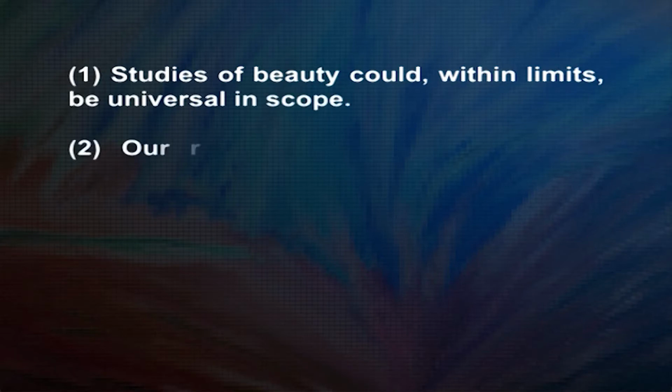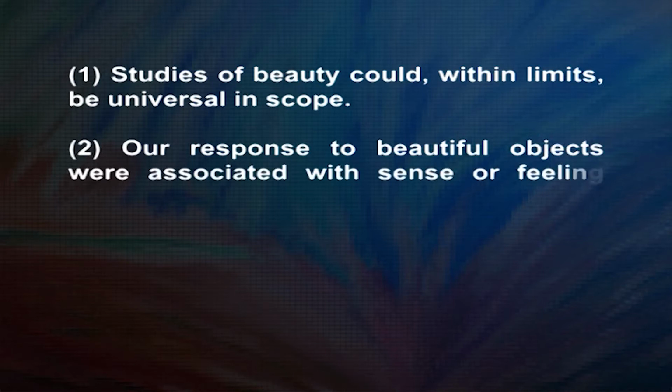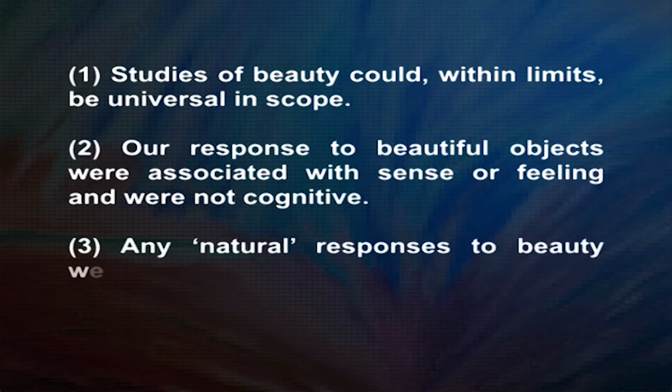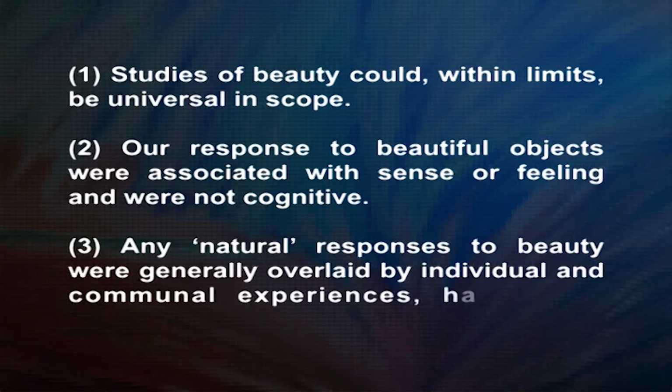The key ideas of British empiricists were: first, studies of beauty could within limits be universal in scope. Second, our response to beautiful objects was associated with sense or feeling and was not cognitive. Third, any natural responses to beauty were generally overlaid by individual and communal experiences, habits, and customs. Baumgarten disagrees with empiricists and argues that all sense perceptions are merely confused cognition, or cognition by way of sensible images.